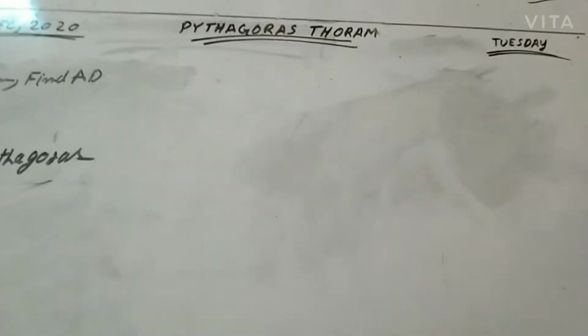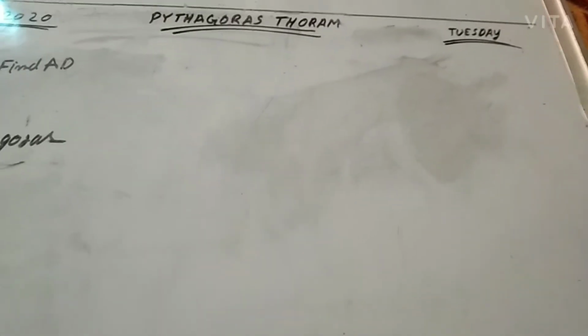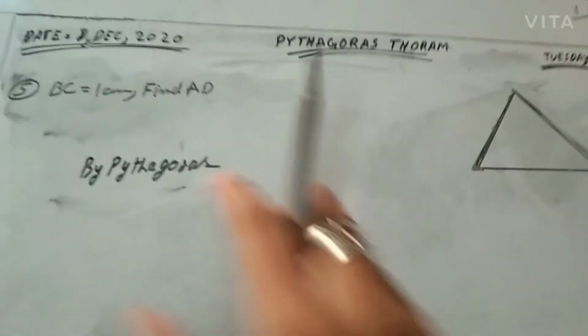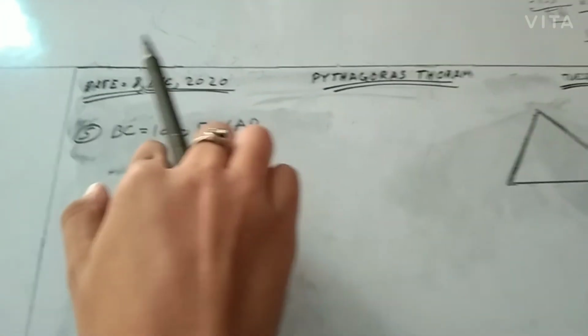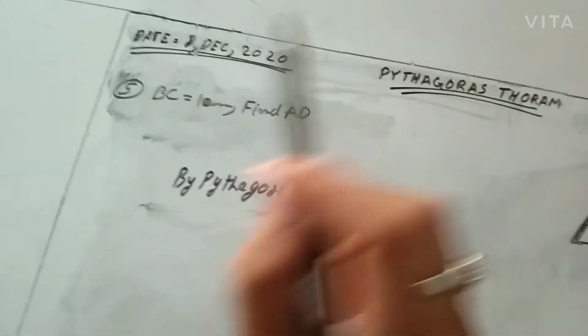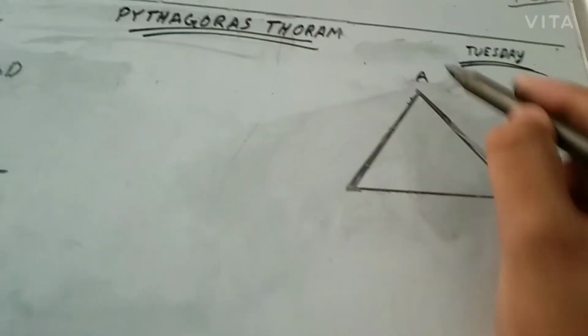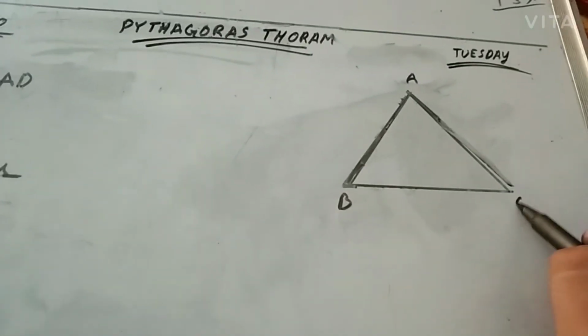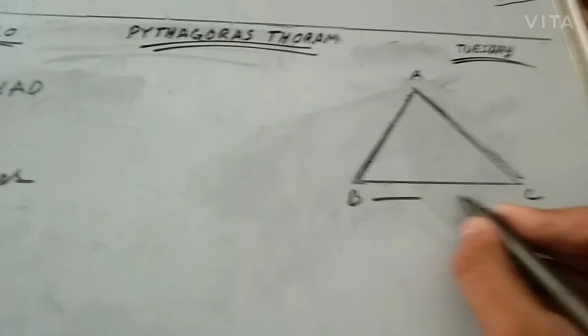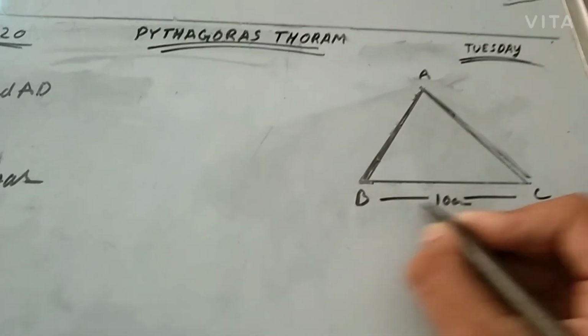So friends, here first we will draw a triangle which will be equilateral triangle. So let us draw it. So friends, this is our equilateral triangle. According to the question, BC is 10 centimeters. So let us mark like A, B, C. So according to the question, BC means this line is 10 centimeters. Length of this line is 10 centimeters.